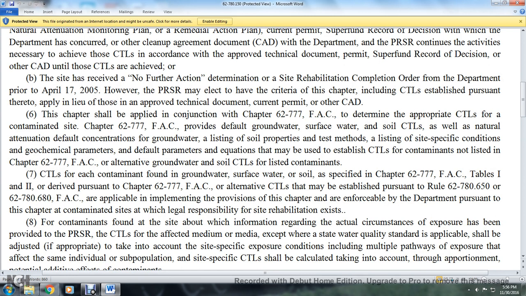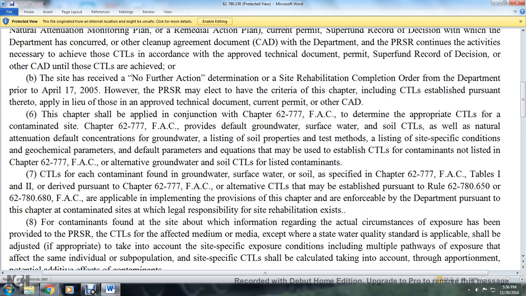Cleanup target levels for each of the contaminants found in the groundwater, surface water, and soil are specified in Chapter 62-777, Florida Administrative Code, Tables 1 and 2, or derived pursuant to Chapter 62-777, Florida Administrative Code. Alternate cleanup target levels may be established pursuant to 62-780.650 or Chapter 62-780.680 that are applicable to implementing the provisions of the chapter that is enforceable.